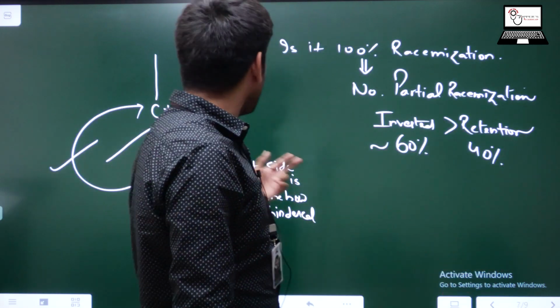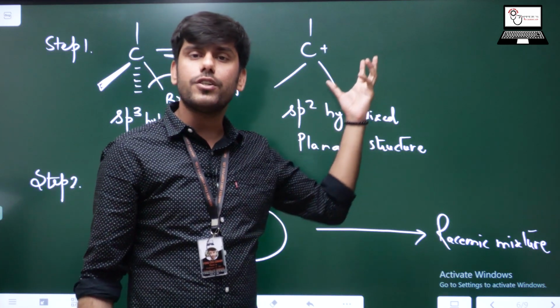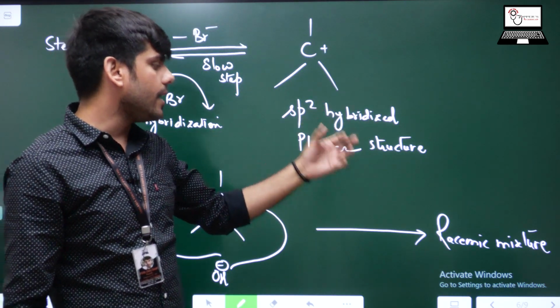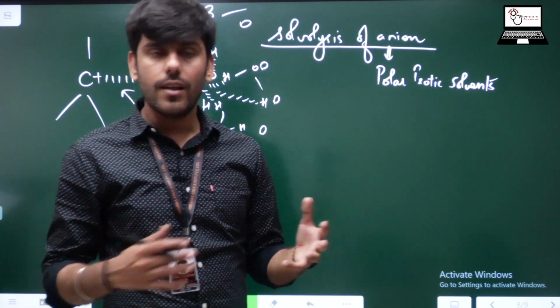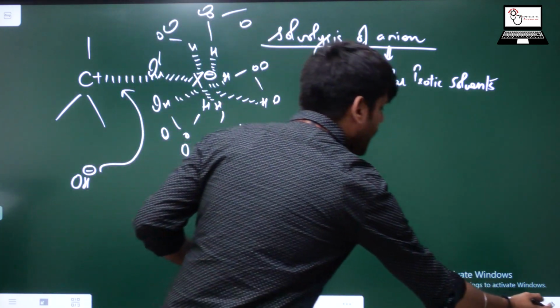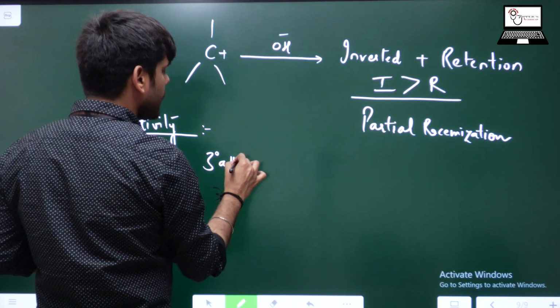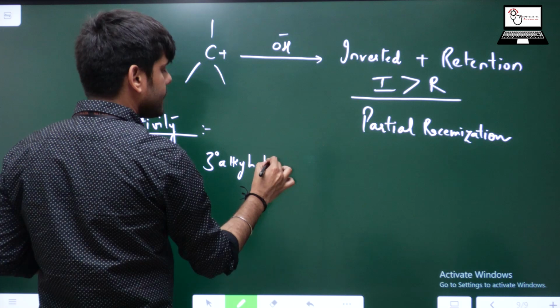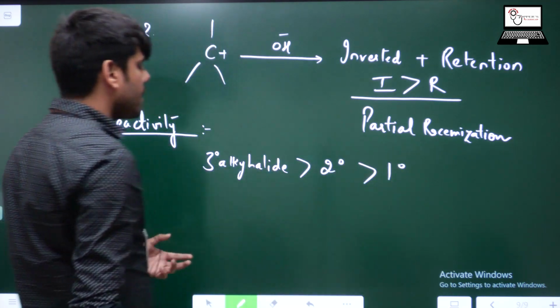Now, one more thing, if I discuss the reactivity order: it was clearly seen that this reaction proceeds by the formation of an intermediate carbocation. And you know that a 3-degree carbocation is more stable than a 2-degree one. So can I say 3-degree alkyl halides are more reactive for SN1 than 2-degree, than 1-degree? Yes or no?